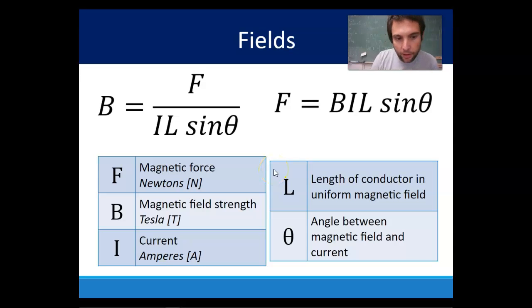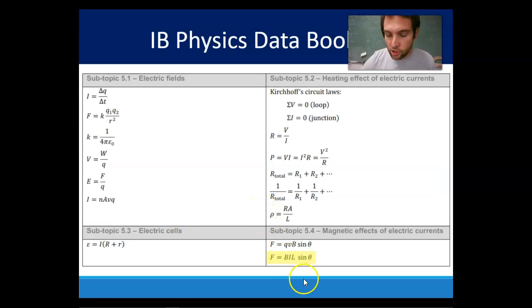So, quick review for the magnetic field force equation for force on a wire. Force equals magnetic field times current times L sine theta, because the B field and the current have to be exactly perpendicular to each other. There's a review of your terms associated with the symbols and their units. On the equation sheet, you'll find everything for this down here in 5.4. QVB sine theta, we're going to get to that, don't you?